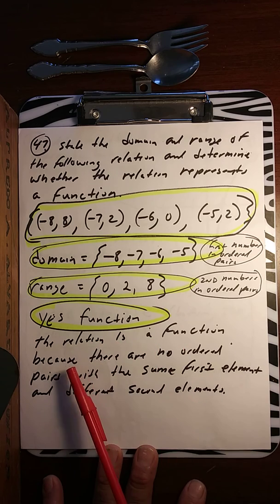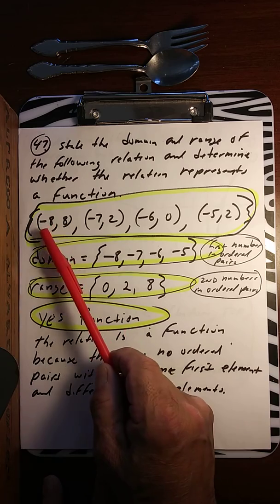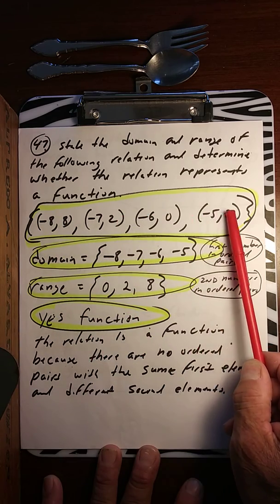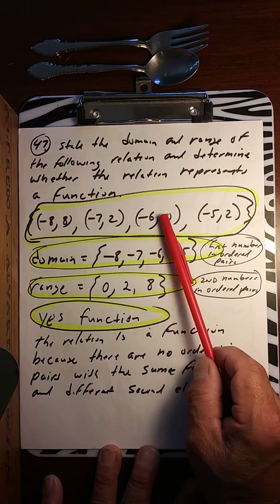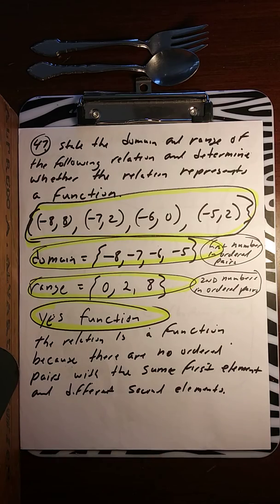The relation is a function because there are no two ordered pairs with the same first element and different second elements. So negative 8 only goes to 8. Negative 7 only goes to 2. Negative 6 goes to 0. Negative 5 goes to 2. And negative 5 doesn't go anywhere else. Negative 6 doesn't go anywhere else. Negative 7 doesn't go anywhere else. Negative 8 doesn't go anywhere else. So yes, that's a function.